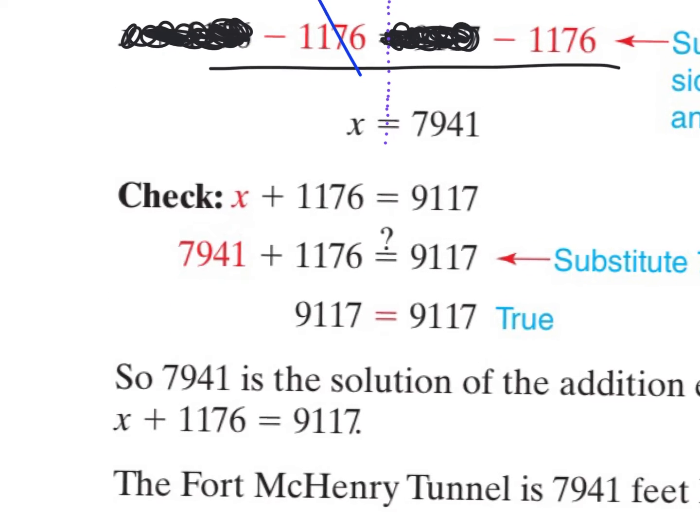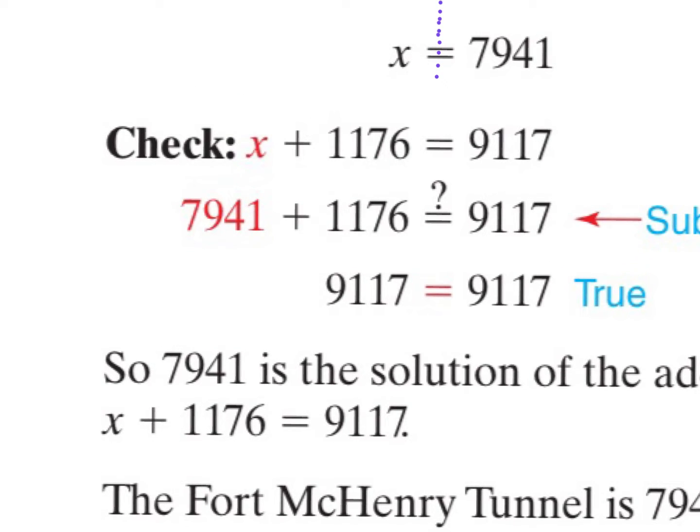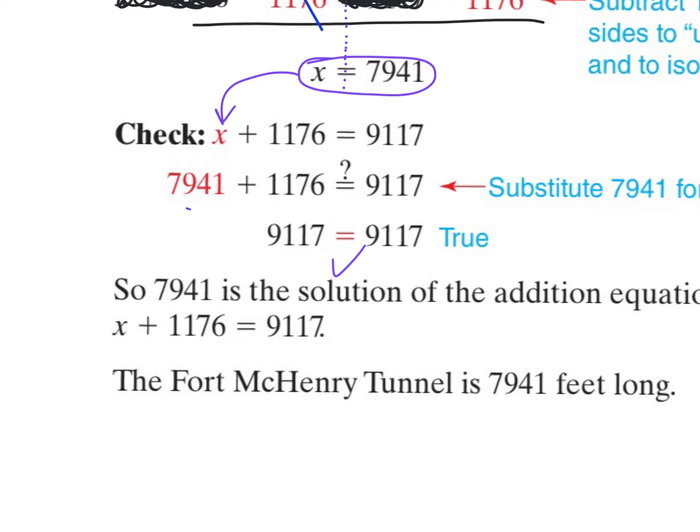The nice thing about these problems, once you get your answer, you can substitute it back into the original equation and see if it works. So once we got this answer, substitute it back in the equation, and when you add those numbers, then it works. Then you know that you have the right answer. So the Fort McHenry Tunnel is 7,941 feet long.